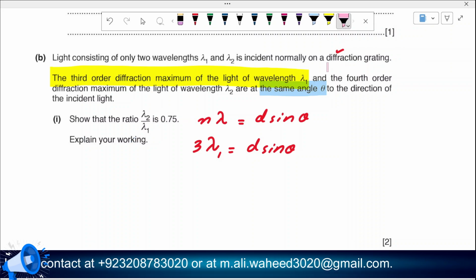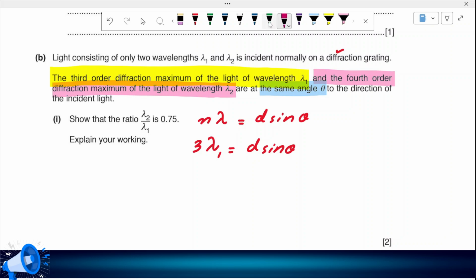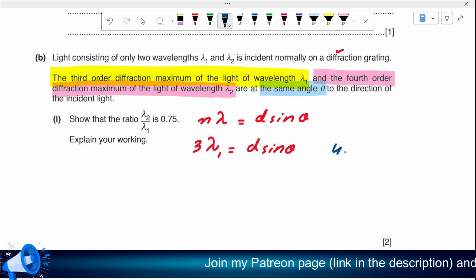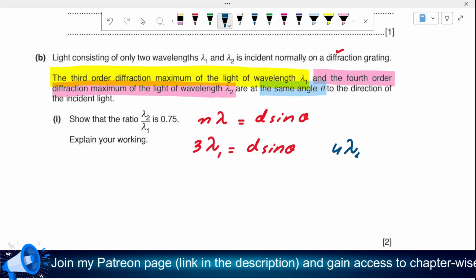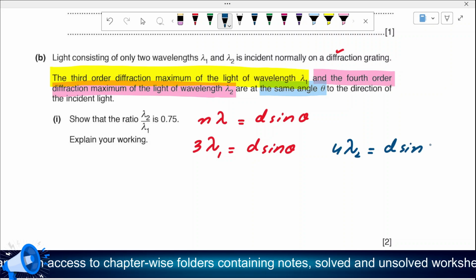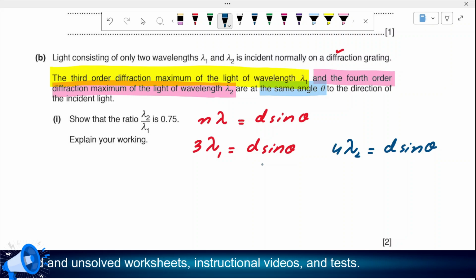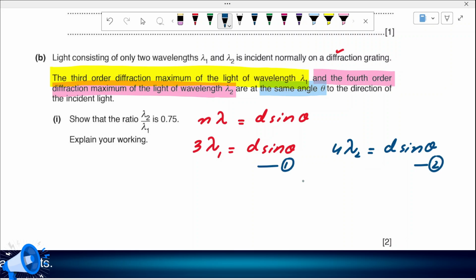Now for the next one: the fourth order diffraction maximum of the light of wavelength lambda 2. What does that mean? Let us write the expression for that one. Fourth order diffraction for wavelength lambda 2 equals d sine theta. The diffraction grating is the same, so d remains without its subscript, and the angle is also the same. The first equals d sine theta, the second for lambda 2 equals d sine theta. If both of them are equal to d sine theta, then they are also equal to each other.